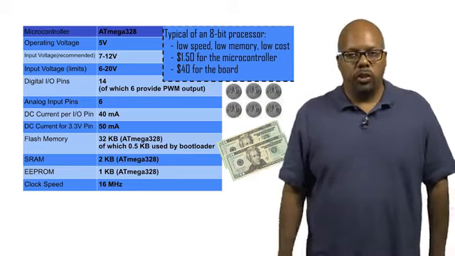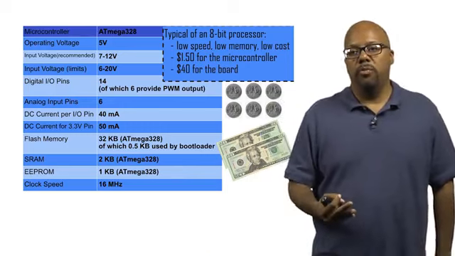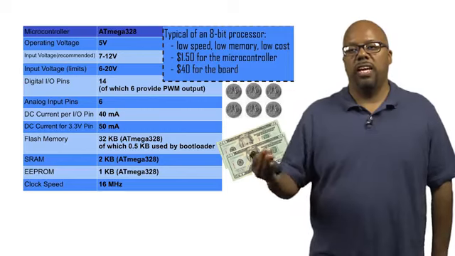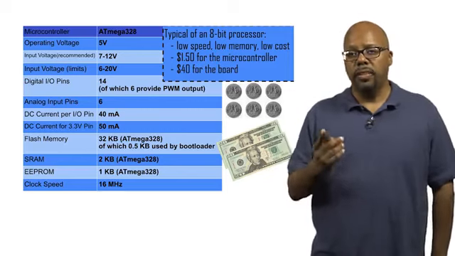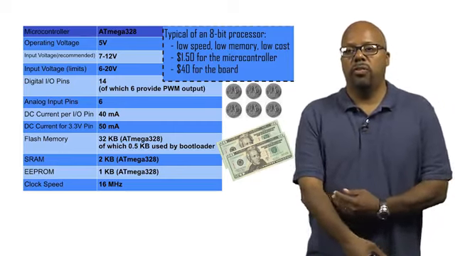Digital I/O pins: it's got 14 digital I/O pins, numbers 0 through 13. Analog input pins: it's got 6 analog input pins at A0 through A5. Then there's DC current per pin and DC current on the 3.3 volt pin.